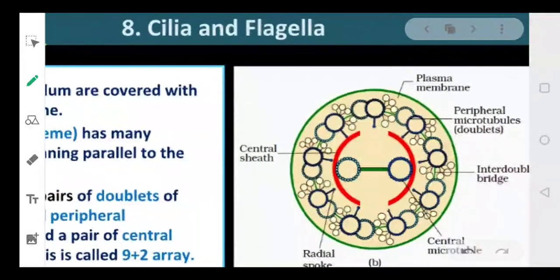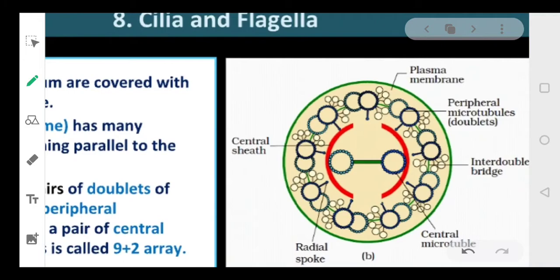So this is your axoneme. This is the structure of the axoneme. ये आपका complete structure है axoneme का. इसके सेंटर में देखिए 2 central microtubules present हैं. So we can call it a pair of centrally located central microtubules. Now on the periphery, on the outer side, there are 9 peripheral microtubules. बाहर की तरफ अगर आप देखेंगे तो 9 peripheral tubules हैं, और वो भी doublets में हैं. Doublets means pair में है. So 9 pairs of peripheral microtubules are arranged.